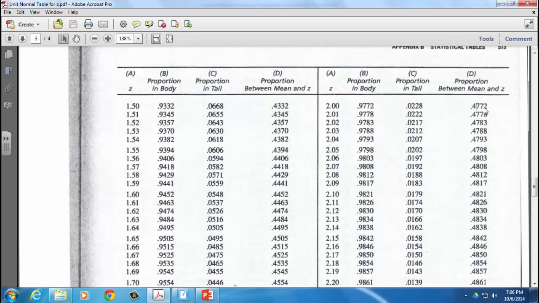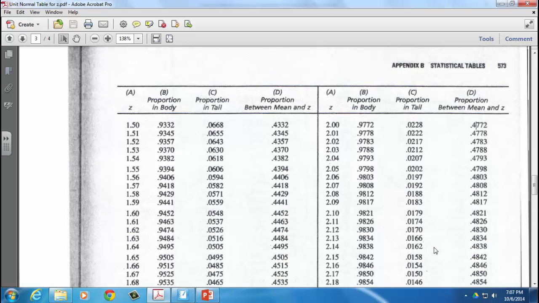So a 47.72% chance of randomly selecting a score from any data set that's normally distributed that has a z-score between 0, the mean, and a z of 2. Again, I'm going to give you lots of practice using this table and interpreting what you're finding. Now, I'll also show you examples where you are not just interested in finding the probabilities associated with a z-score, which is usually what we do: we'll convert a raw score, an x value, into a z-score, and then we'll go to the table to find the probability.